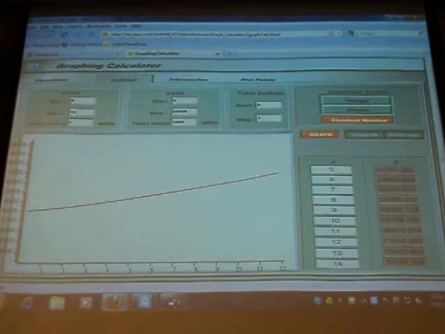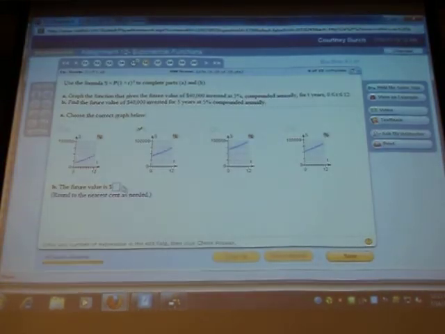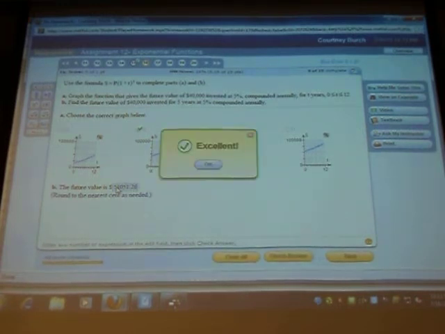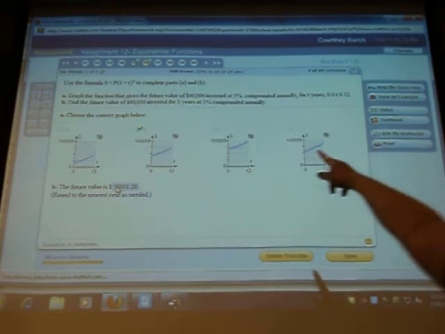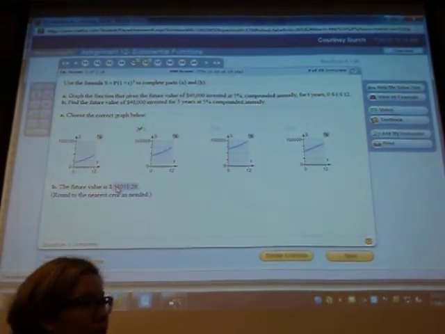So at 5 years, I'm at 51,051.26. They're always going to want anything with money rounded to 2 decimal places. Now, where did you get your 5 compounded annually? That's the 5 years. Where it says 5 years in Part B, you have to see how many years.